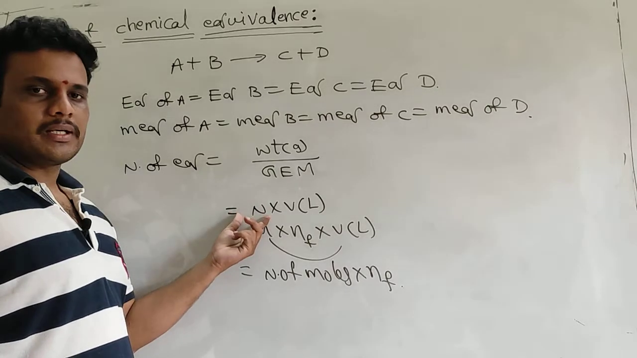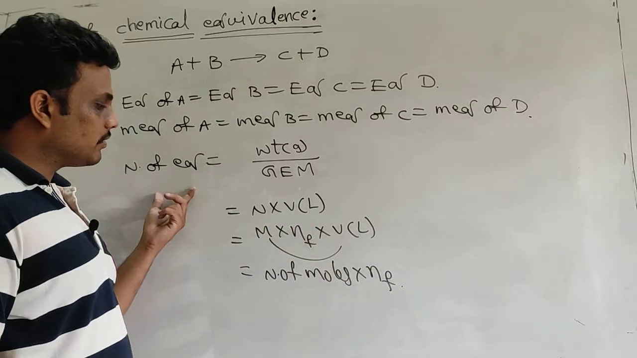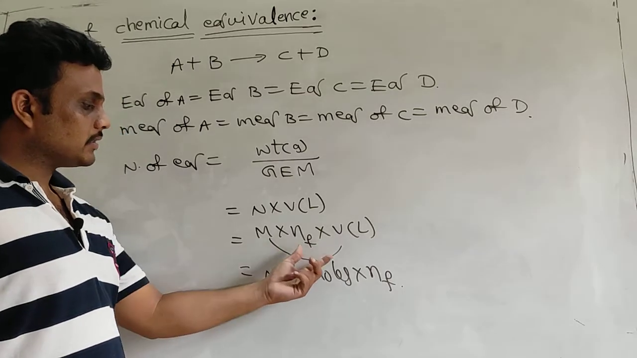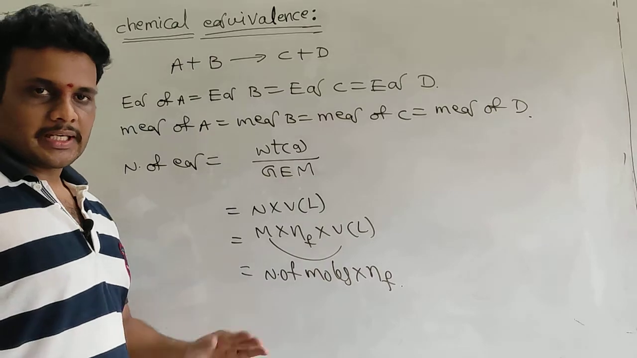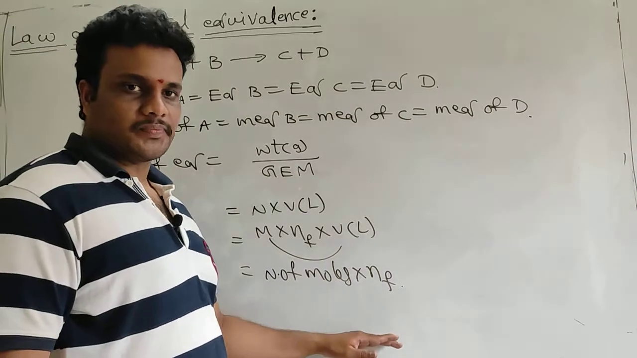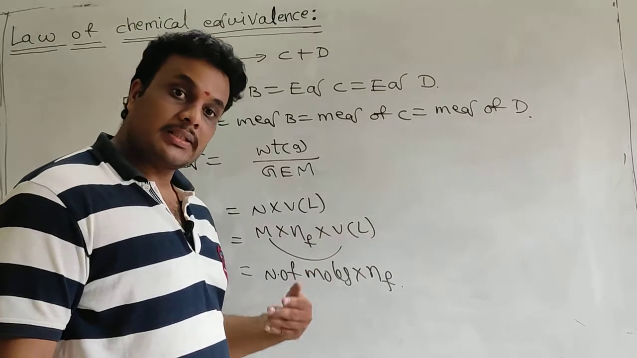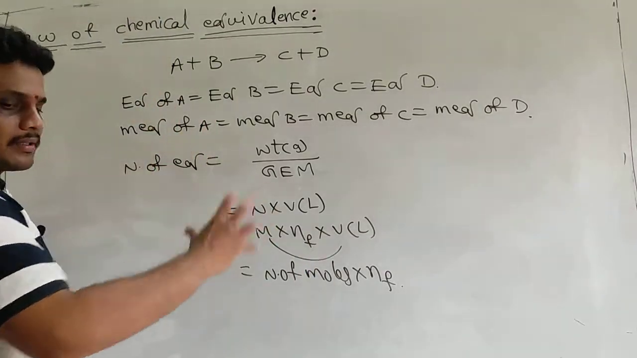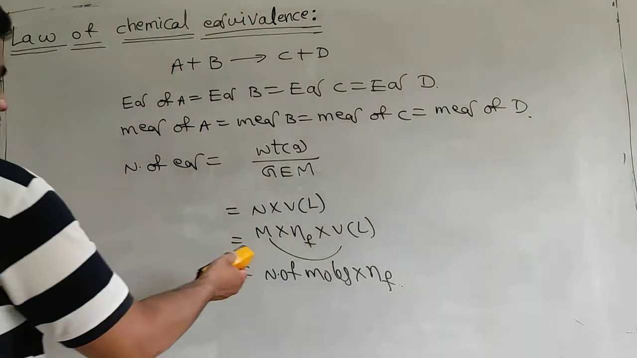If you are given normality and volume in liters, then the multiplication will give this. If you are given molarity, then this is the relation. If you are given number of moles, this is the relation. Anyway, how to calculate n factor you know. In today's class I am going to teach n factor of oxidizing and reducing agents as well. This is a very important trick. In fact, for any particular reaction, you can use this trick.